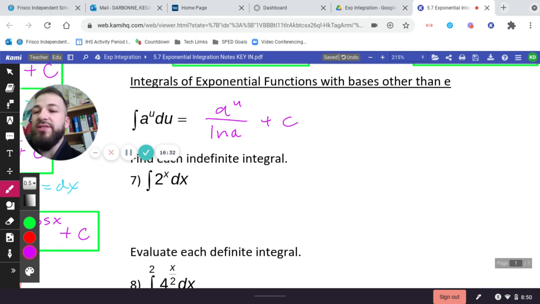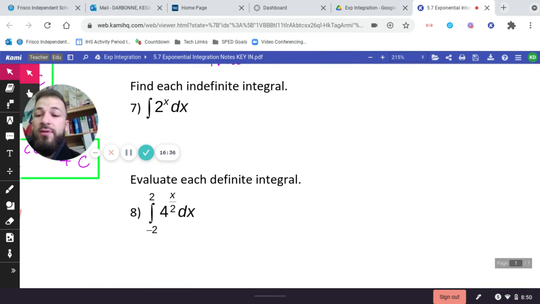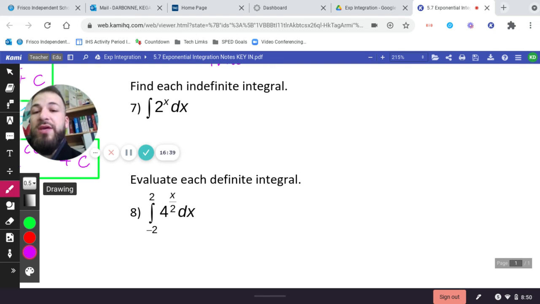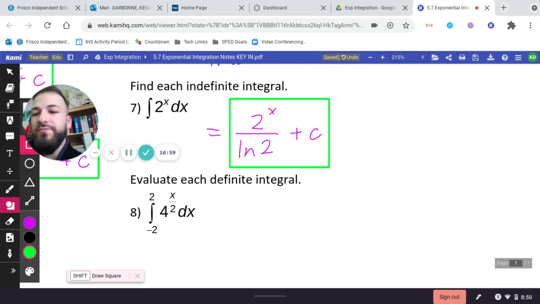So let's practice it real quick. The integral of 2 to the x dx would be equal to, I don't have to do a u because I have nothing more than x in my exponent, so I'm just going to straight up apply my formula. So this integrates to be a to the u, so 2 to the x, divided by natural log of the base, so natural log of 2, plus c. So super, super straightforward on that one.